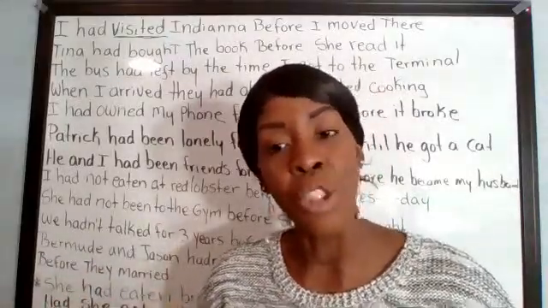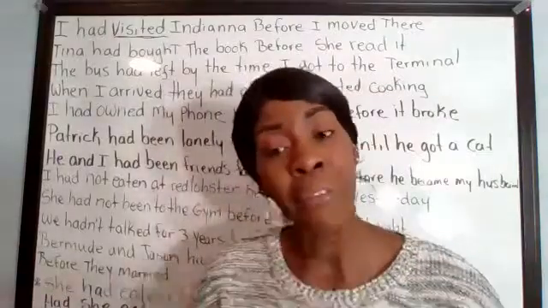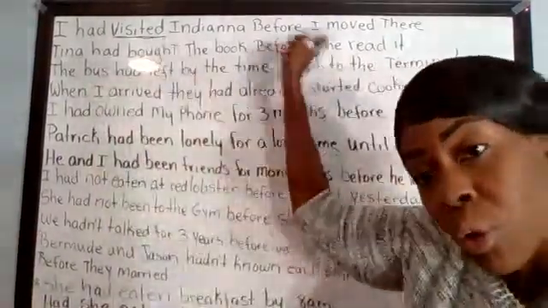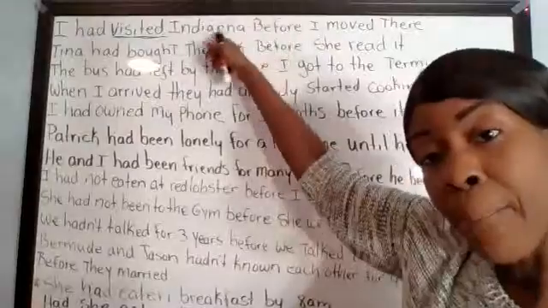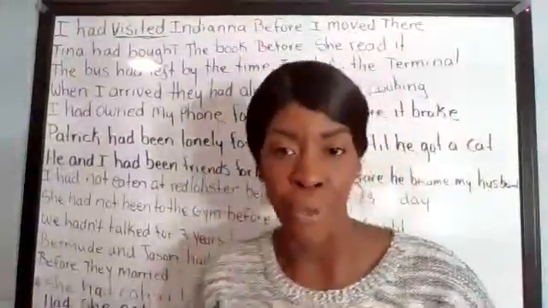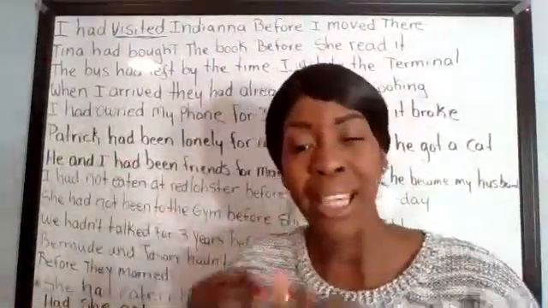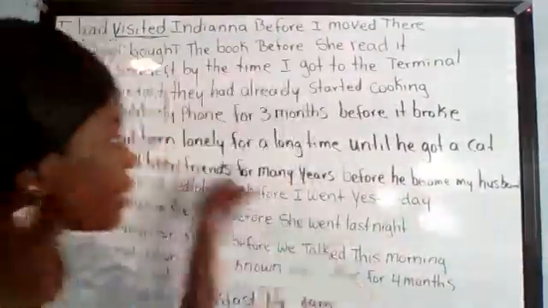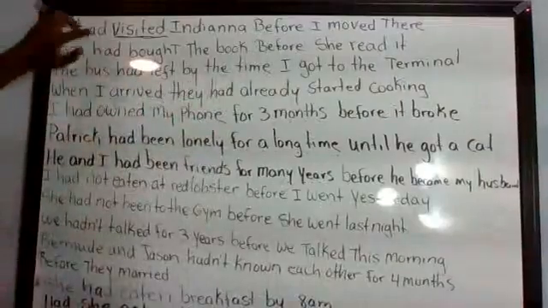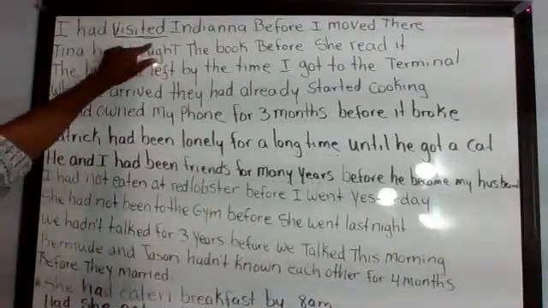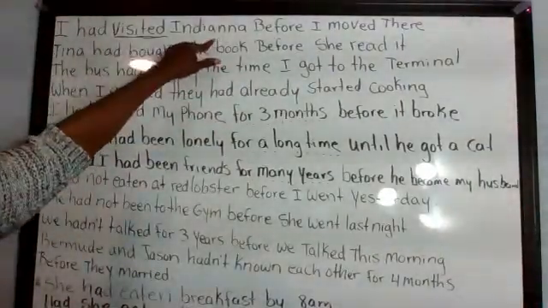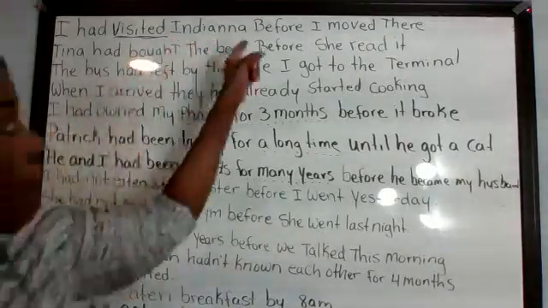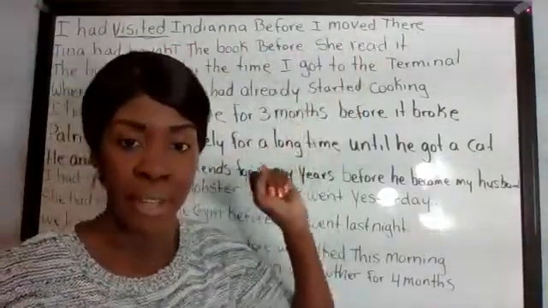Okay? Now, this is what you have to figure out. You have to figure out, of the two pasts, which one happened first. Nan deux passe sa yo, ki es la de yo ki rive avant. Sa ki rive avant, that's where past perfect comes in. I had visited Indiana. Okay? Before I moved there. Okay?